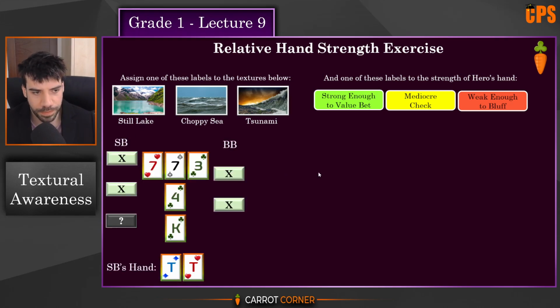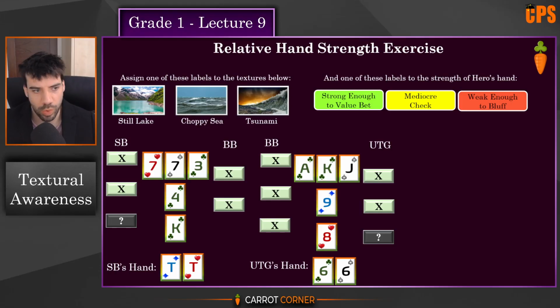So spot 1, we have this hand. Small blind checks, big blind checks, single raise pot, turn is a 4, check check again, and now small blind has the chance to bet the river. Have a think about this one, assign a texture to this, still lake, choppy sea or tsunami, then assign a label. Write down your answers.